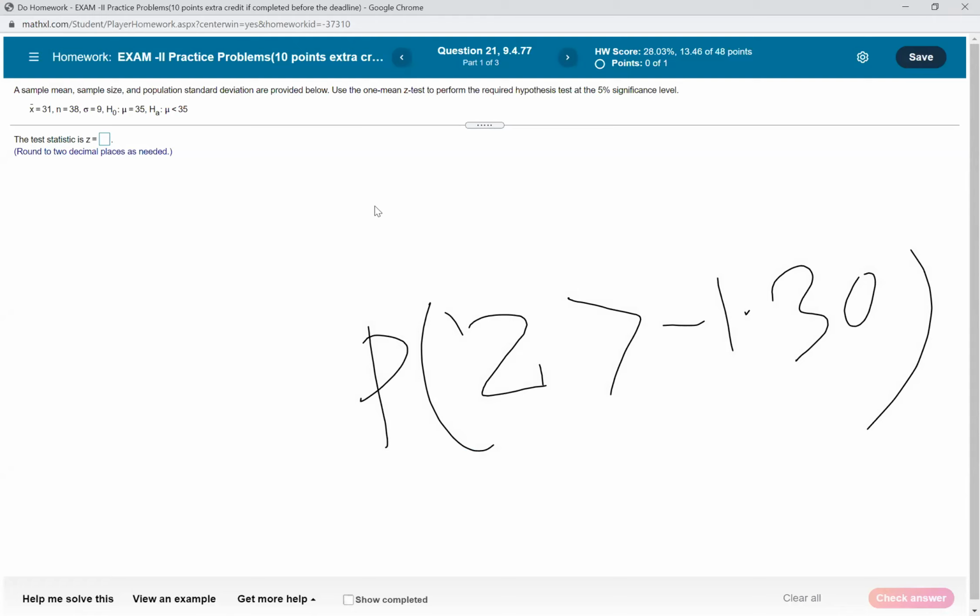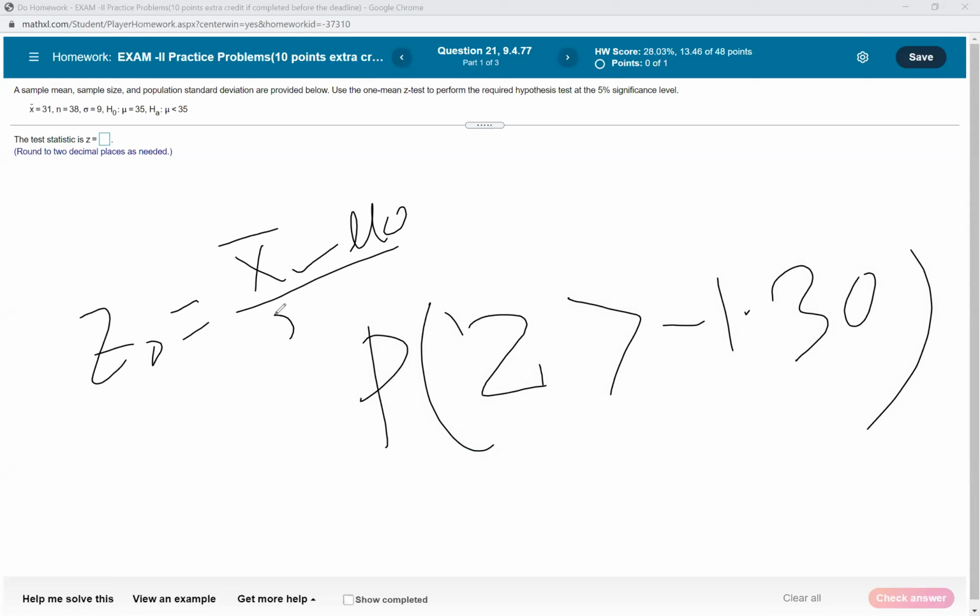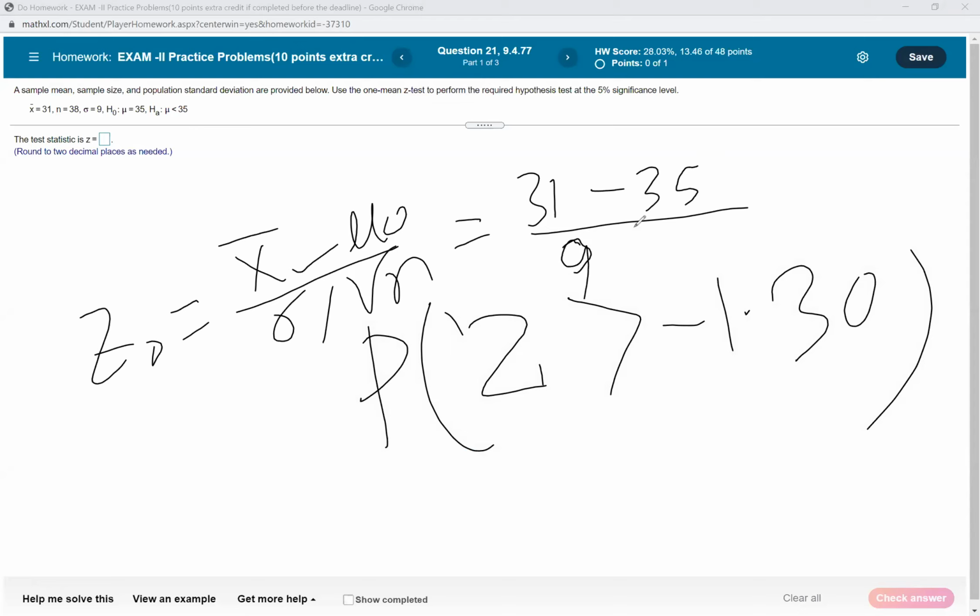Okay, so we have 2 more minutes. And here you have to calculate the test statistic for the Z test. So z observed will be x bar minus mu 0 over sigma over square root of n. You have all the numbers. You have x bar 31 minus mu 0 35. You have sigma, which is 9, over the square root of n. Now you need to just calculate the test statistic. Okay, so I will stop here.